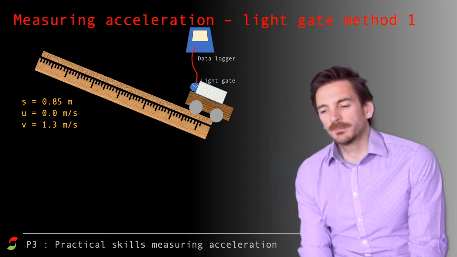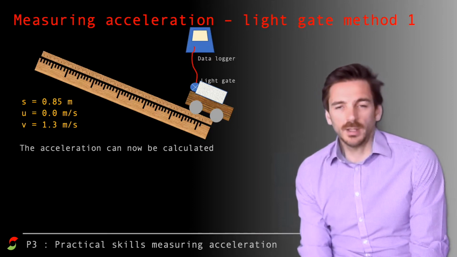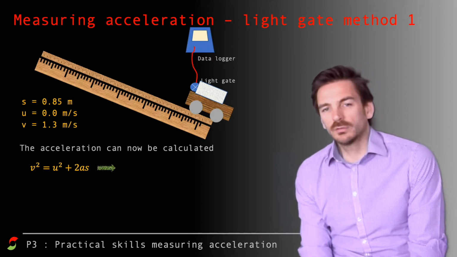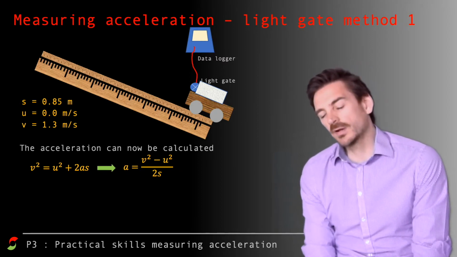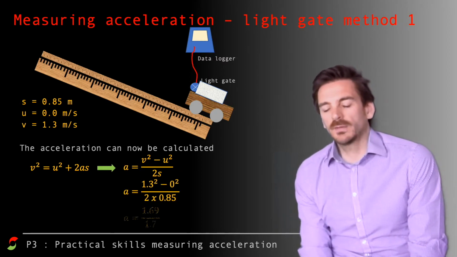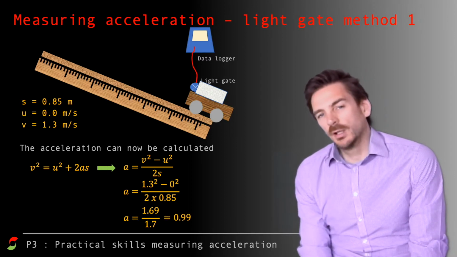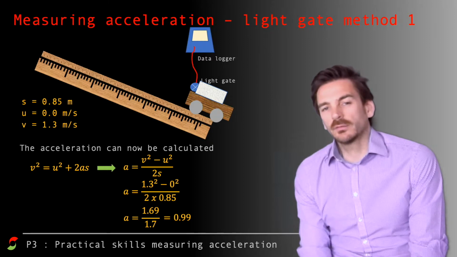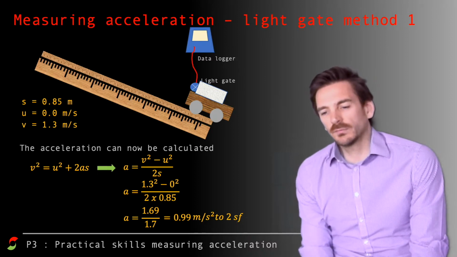calculate that velocity. So the acceleration can then be calculated and we're going to use this equation. We're going to turn it into this version of it so that we can calculate acceleration, substitute in the values, and then we get 0.99, but that's not the end of the answer because we need to look at the units. We're dealing with acceleration, so that's meters per second squared, and we're just quoting that to two significant figures because that's appropriate for this question.